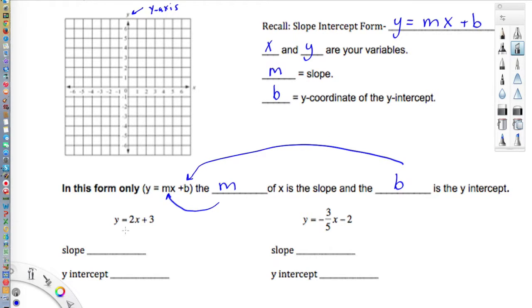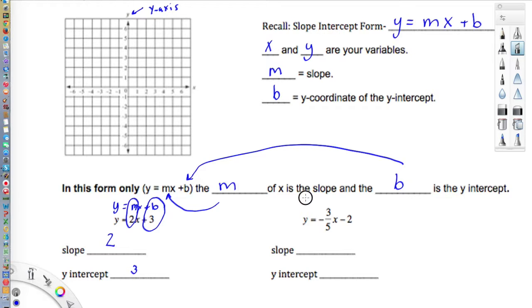So, in other words, when I look at this equation of y is equal to 2x plus 3, if I were to line it up like this, y is equal to mx plus b, I could see right here that 2 is my slope because it's in the m spot. My y-intercept is 3 because it's in the b spot of this formula.